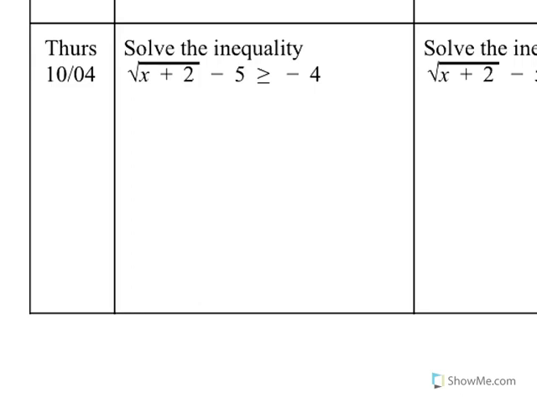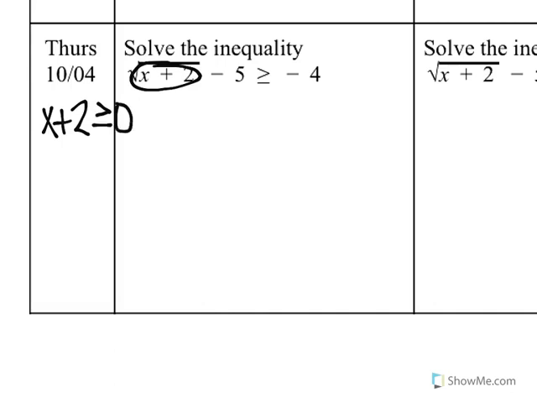Hi, Math 2. So today we're going to review what you learned in class, which is solving an inequality. And so the first step when you're solving an inequality is to take what's inside the radical sign, the x plus 2, and set it greater than or equal to 0.